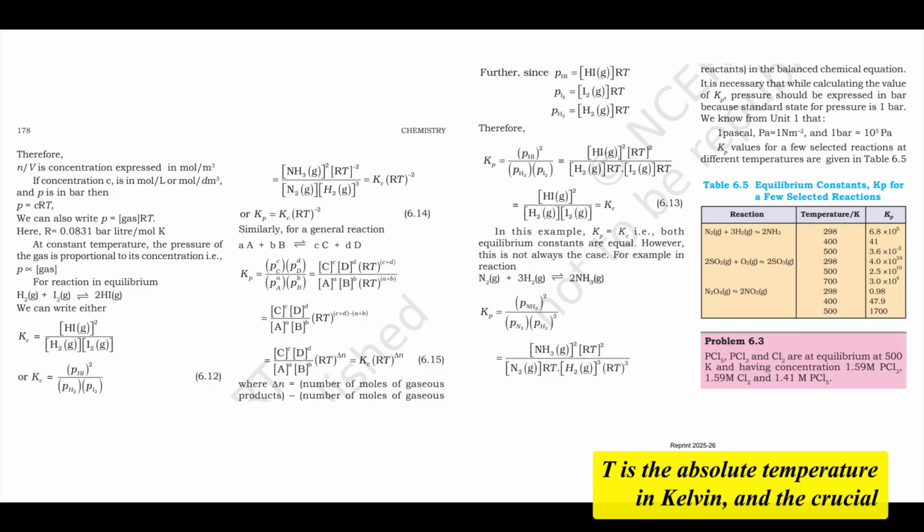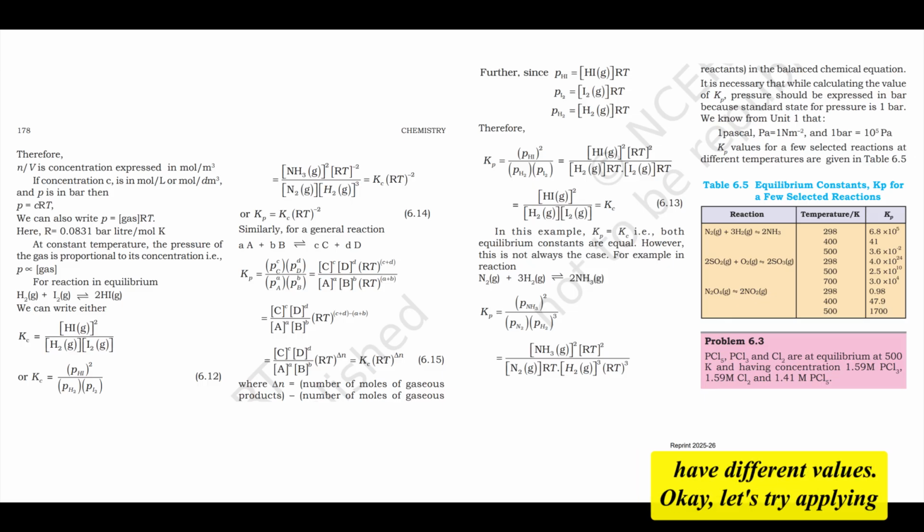T is the absolute temperature in Kelvin, and the crucial term is delta n. It is the change in the total number of moles of gaseous products minus the total number of moles of gaseous reactants, taken directly from the balanced chemical equation. If delta n is 0, like in the HI example, then RT raised to the power of 0 is just 1, so Kp equals Kc. But if delta n is positive or negative, Kp and Kc will have different values.